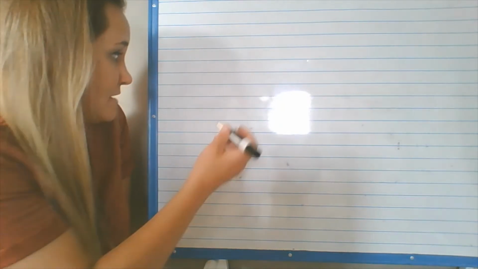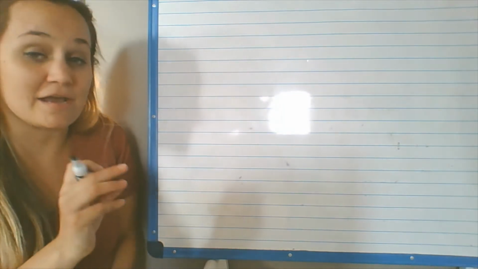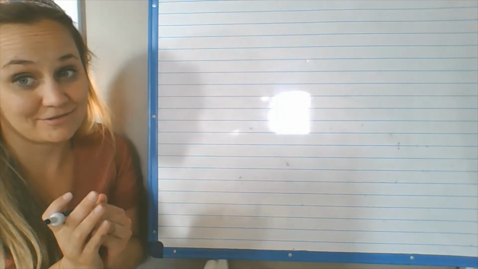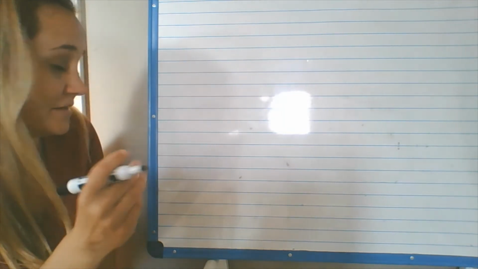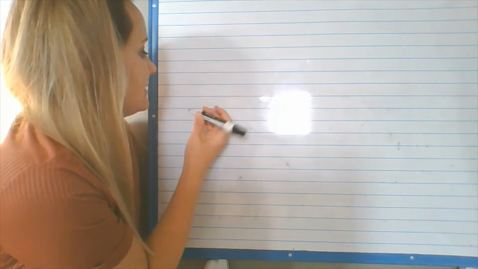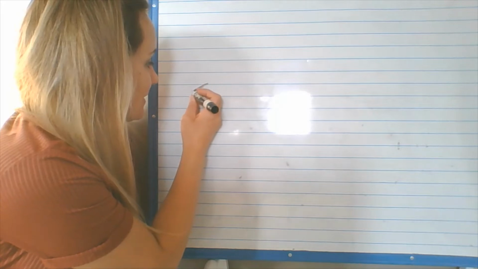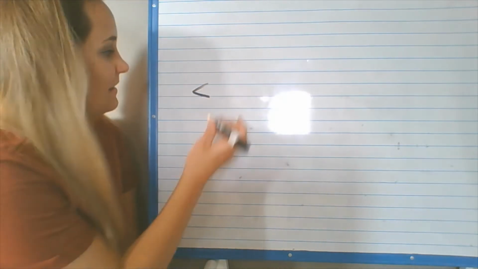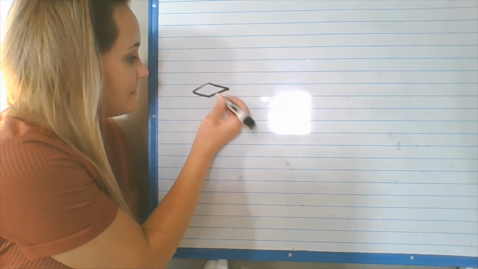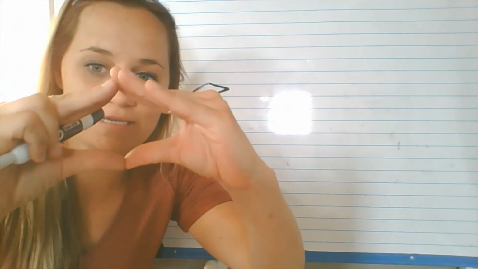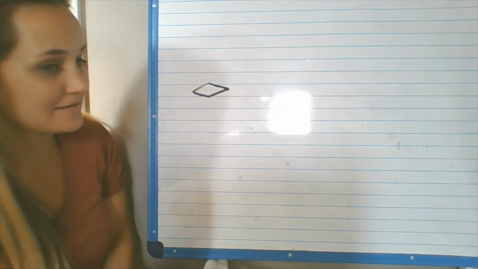So, we're actually going to start with a rhombus. Remember I taught you how to draw a rhombus, the diamond shape, laying on its side. So, first I make an alligator mouth, another alligator mouth. The alligator mouths are kissing, like this.